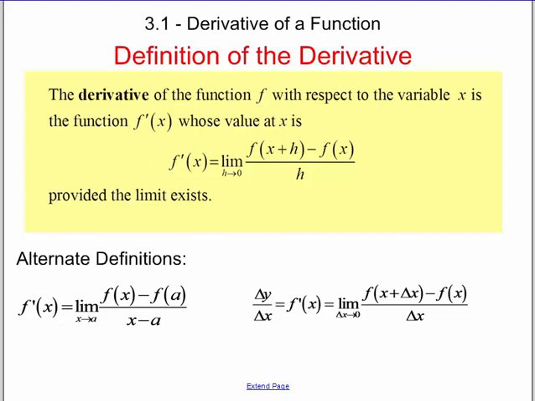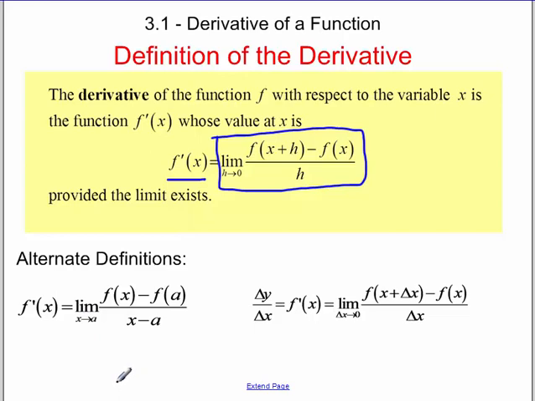Today we're going to be talking about the definition of the derivative. And the definition of the derivative, this is our notation, f prime is what we call it, for the derivative, is this limit. And that's the whole reason that we learn limits.